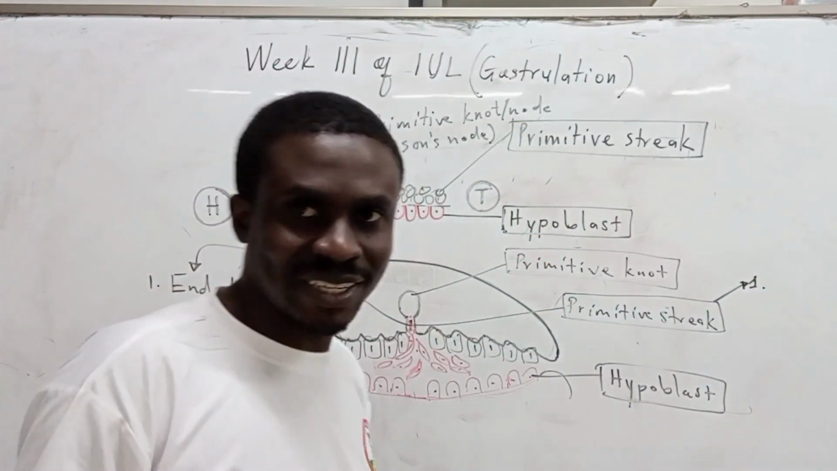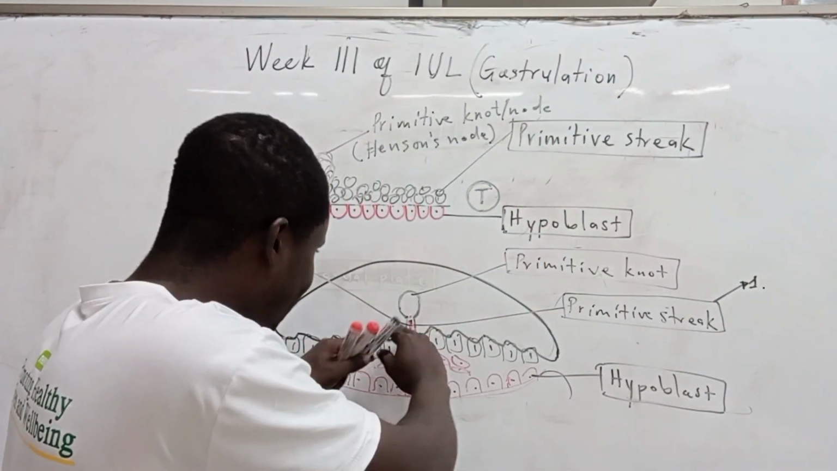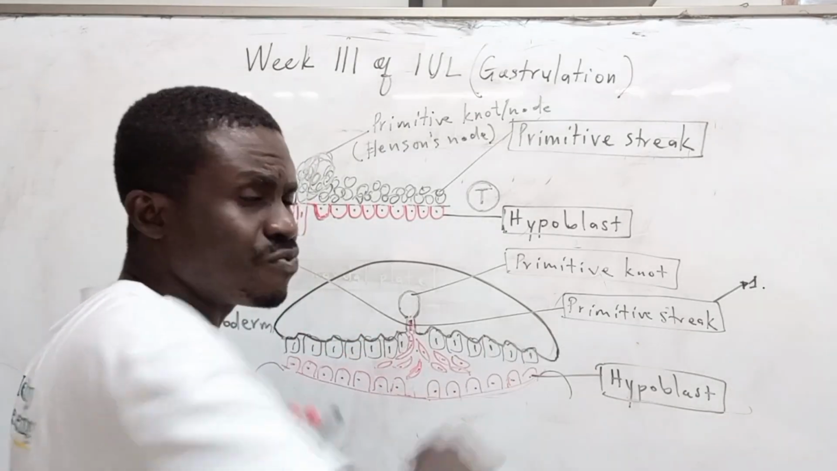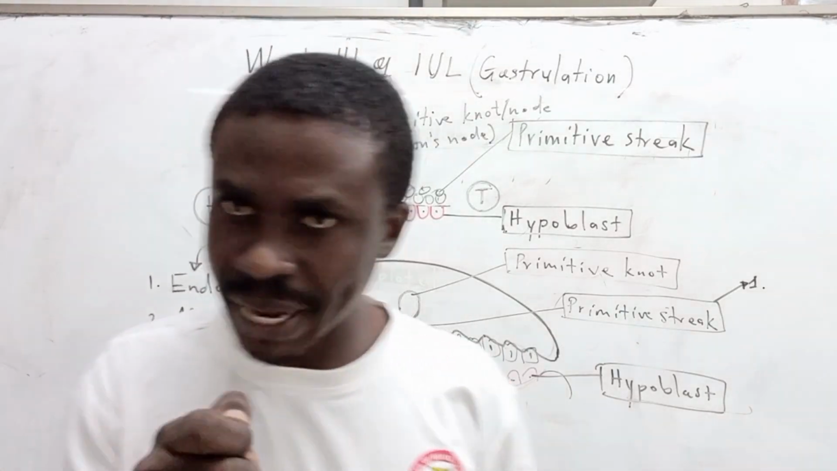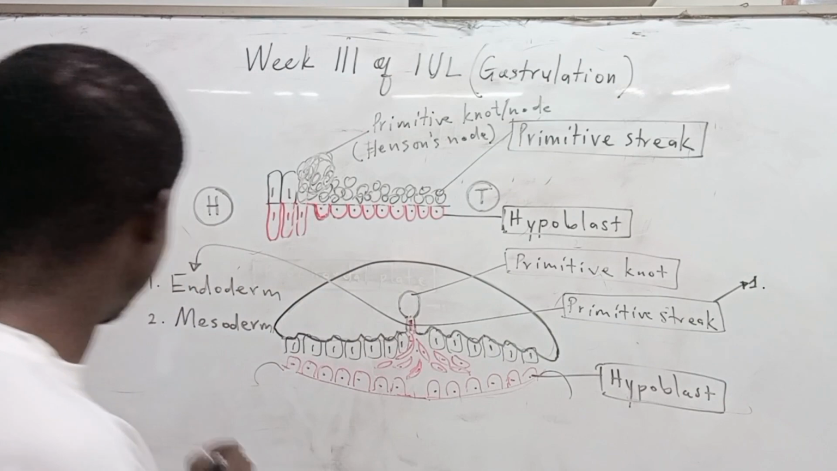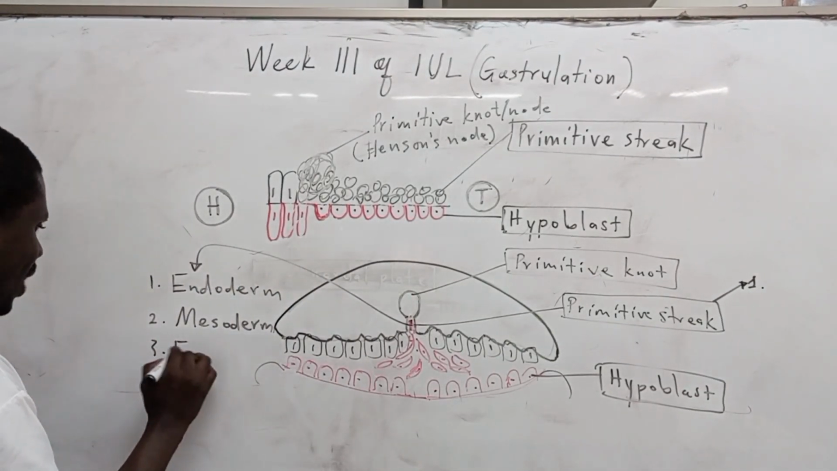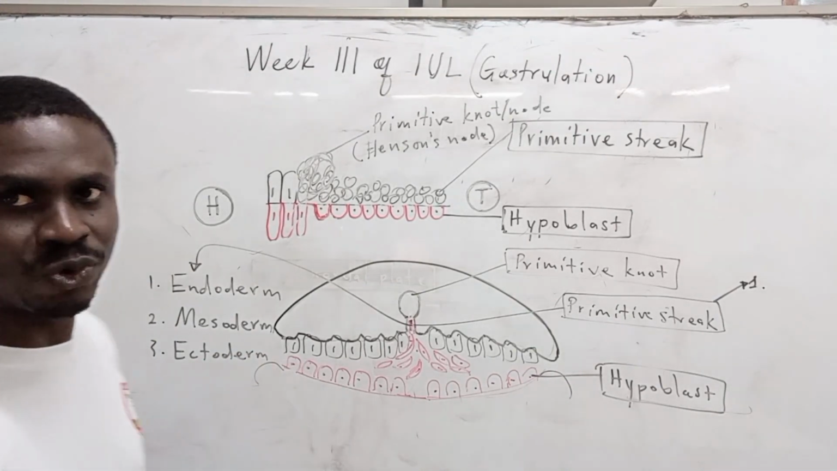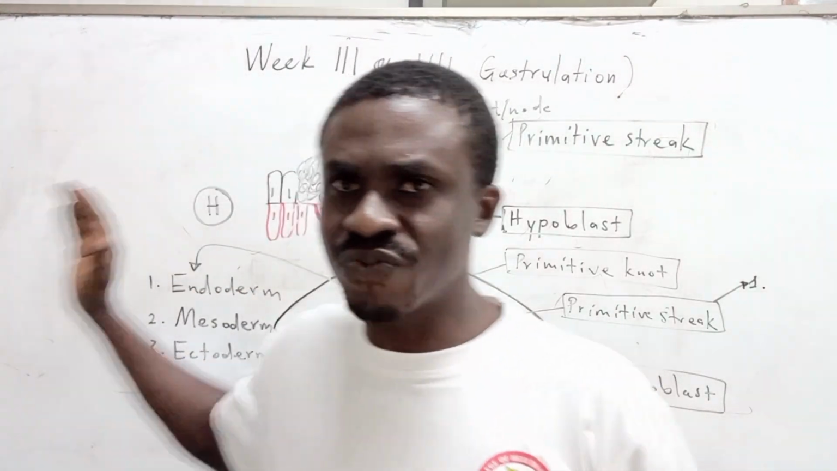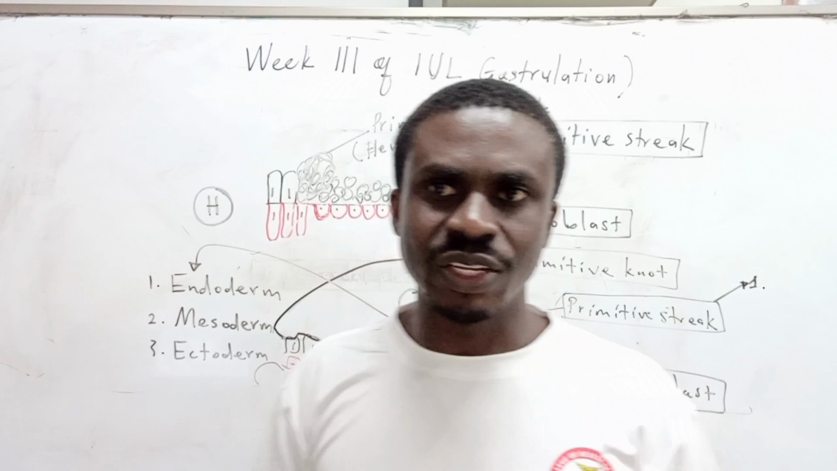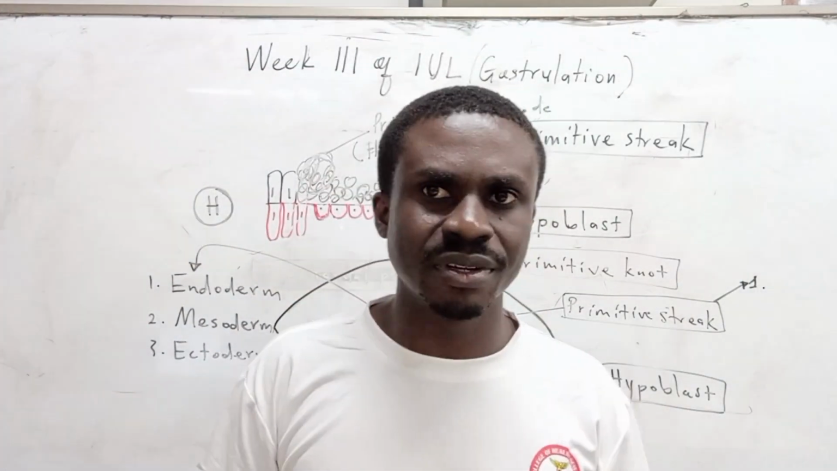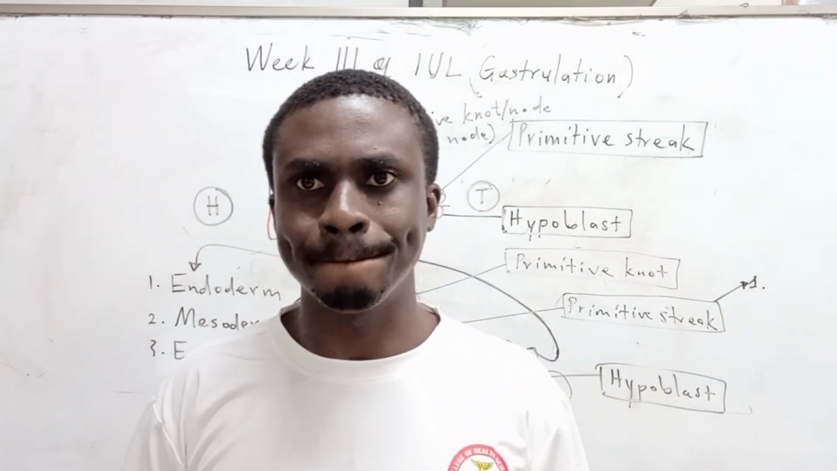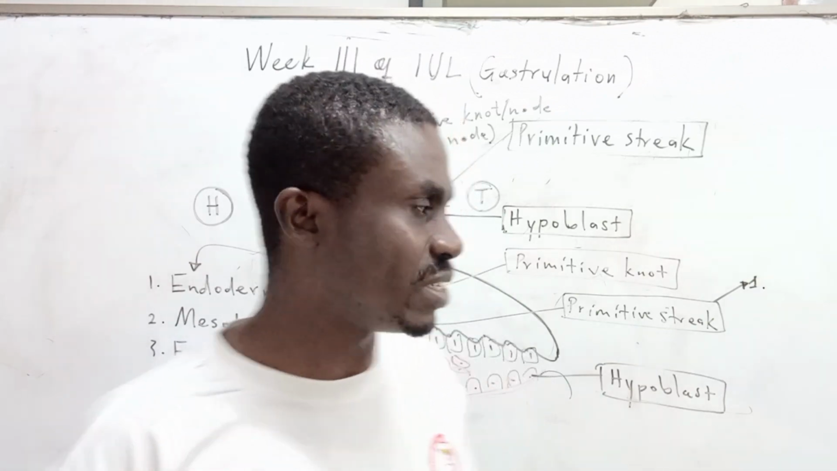And then the third group of cells, the remaining cells of the epiblast, will also give rise to what we call the ectoderm. Ectoderm. So that the third one that we form will be ectoderm. Yes, that's what we see. And we formed our three definitive germ layers. Yes, that's one thing we see.